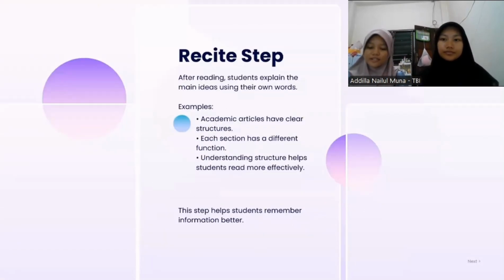Next is the recite step. After reading, students explain the main ideas using their own words. For example, students may say that an academic article has clear sections and each section has a different function. This step helps students improve memory and understanding because they actively restate the information. This step helps students remember information better.